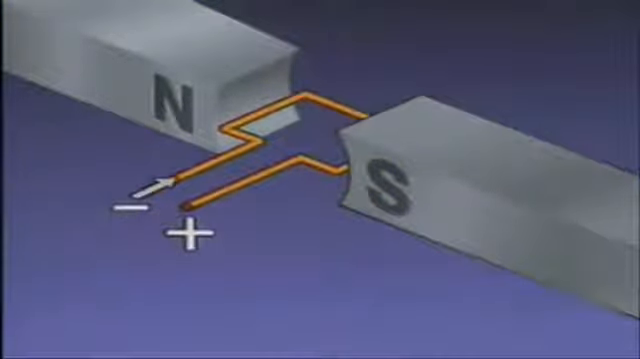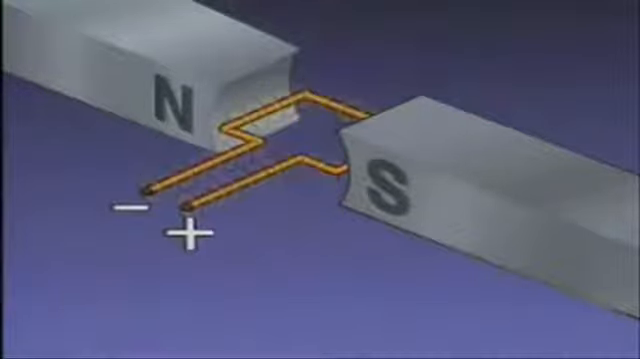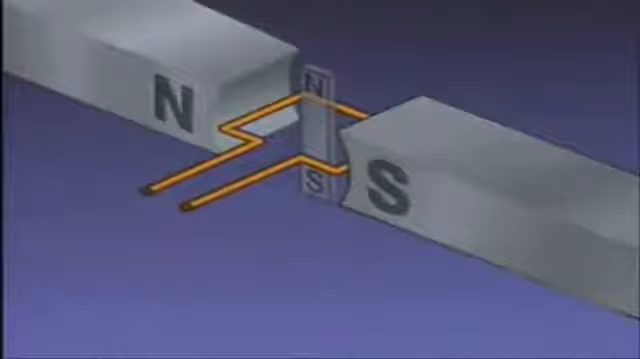As current flows from the negative side of the DC power source through the loop to the positive side, it produces a magnetic field around the wire. The poles of this magnetic field are perpendicular to the loop. The North Pole is here, and the South Pole is here.